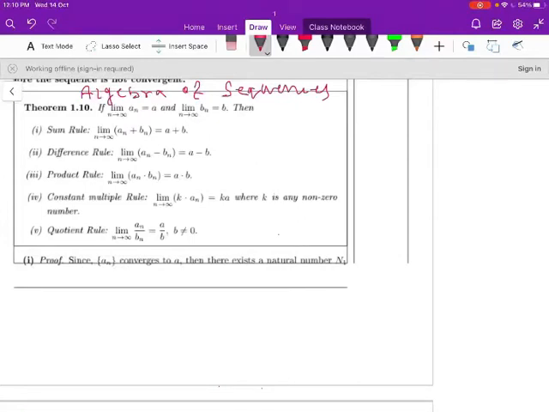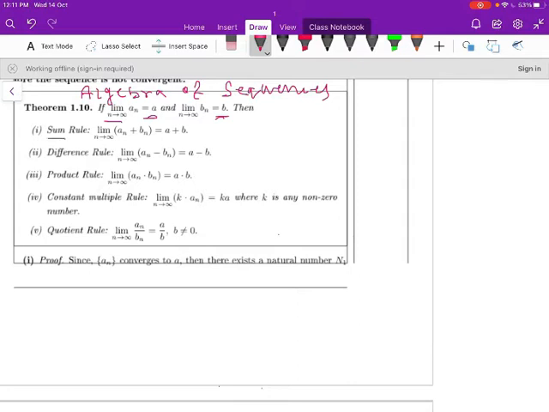Hi students, in this video I'm going to discuss the algebra of sequences. If the limit of the sequence an as n tends to infinity is a, that is, a is the limit point of the sequence an, and the limit of the sequence bn as n tends to infinity is b, where b is the limit point of the sequence bn, therefore an and bn converge to a and b respectively.